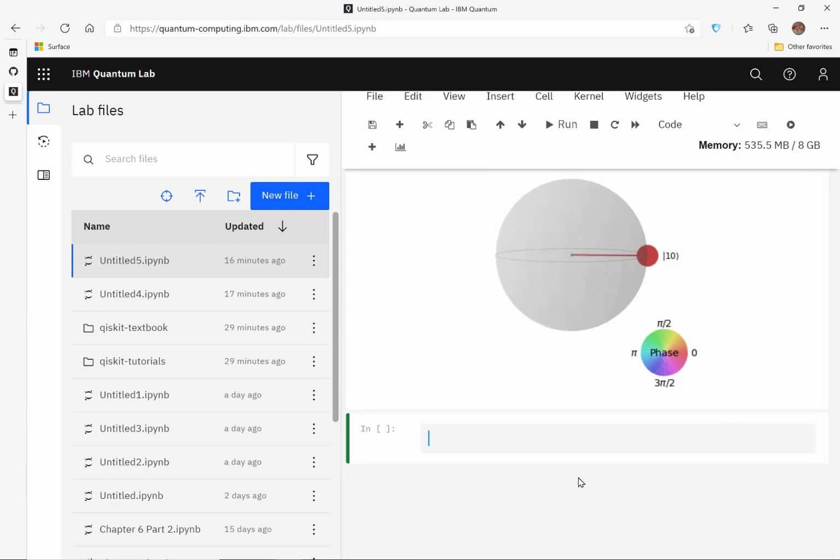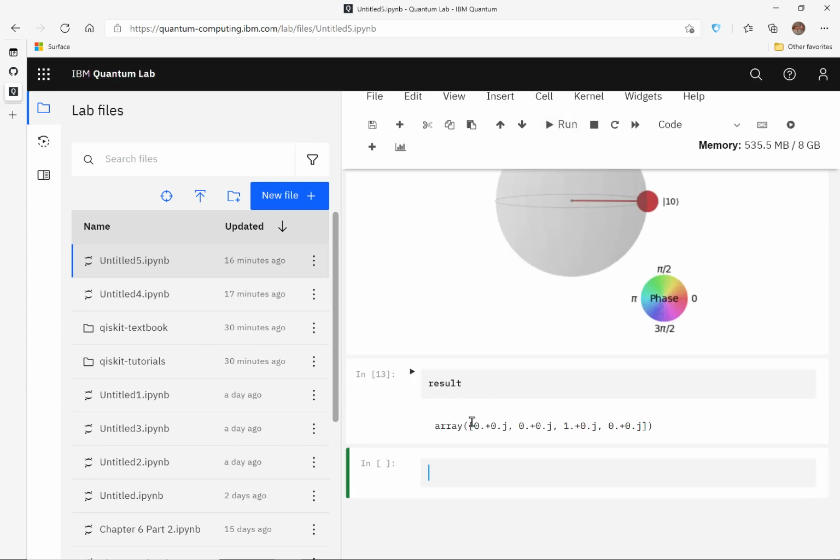And let's now check the result. And this should give us an array once again. And all the numbers in the array should be 0, except for the number in the third entry, and that should be 1 plus 0j. So let's see if that turns out to be right. And sure enough, the first number is 0, the second number is 0, the last number is 0, but the third number is indeed 1.